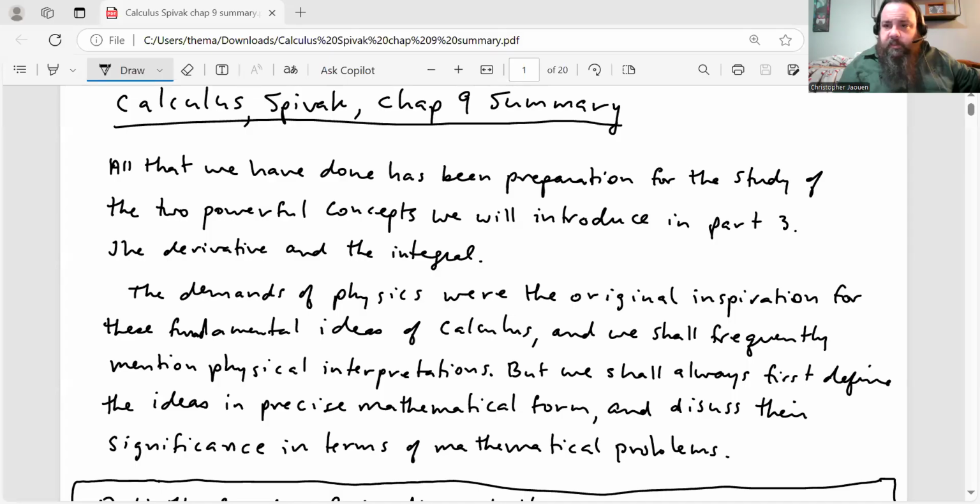Okay, so let me just move some things out of the way on my screen. Right, my computer's not cooperating.